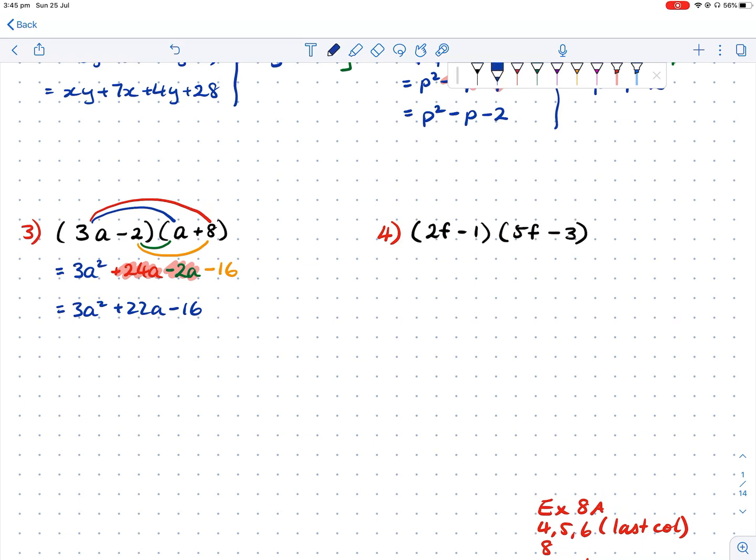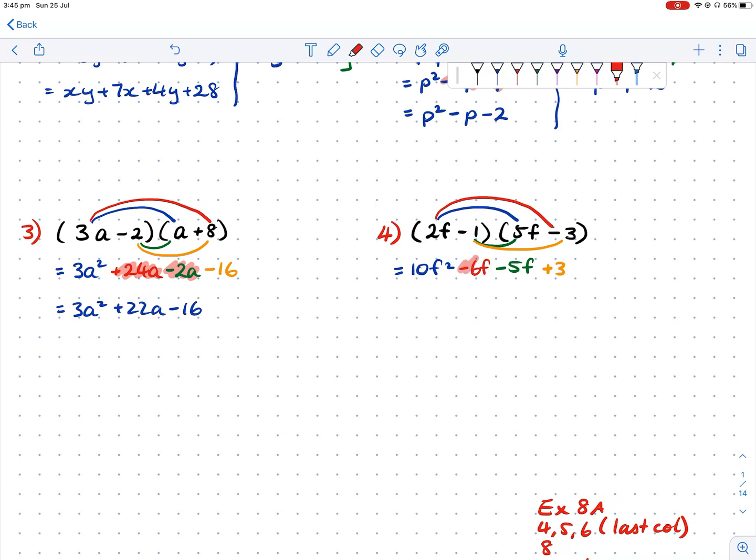Let's go again here. So the only thing that's different here is that we've put numbers in front of the pronumerals. You have positives and negatives as well, so just be very careful with your pluses and minuses. So first terms, 2f times 5f is 10f squared. Outside, 2f times negative 3 is minus 6f. Then we're doing the inside. Negative 1 times 5f is minus 5f. And then your last terms, negative 1 times negative 3 is plus 3.